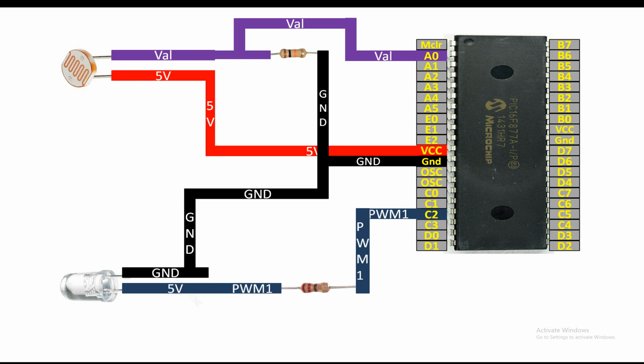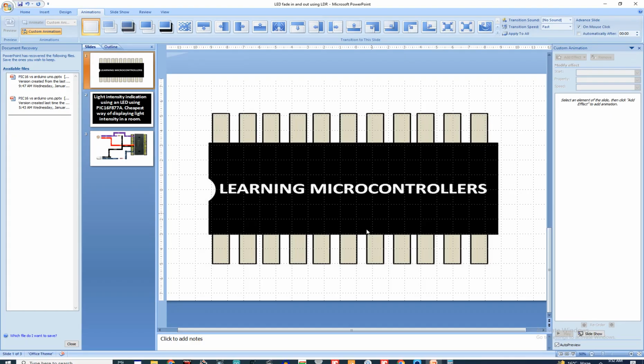Other than this, you cannot use any other pin for the PWM generation purpose because we are going to need the PWM. So for that purpose, you only have 2 pins here. So guys, in this way, our connections are completed. Now let's get to the hardware before we move on to the programming.